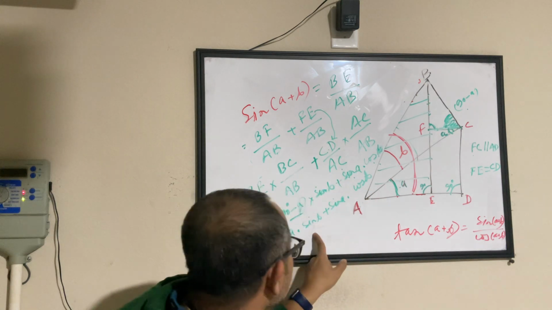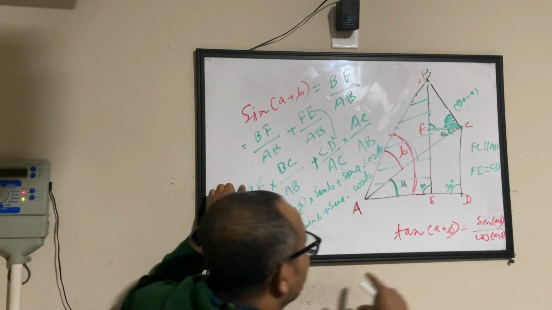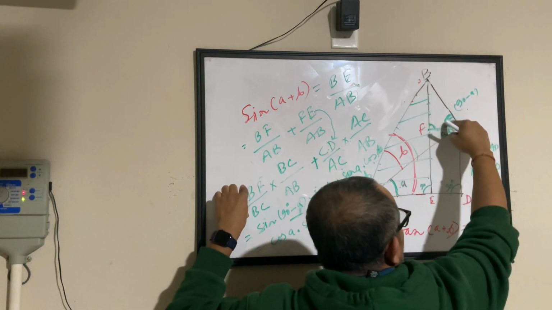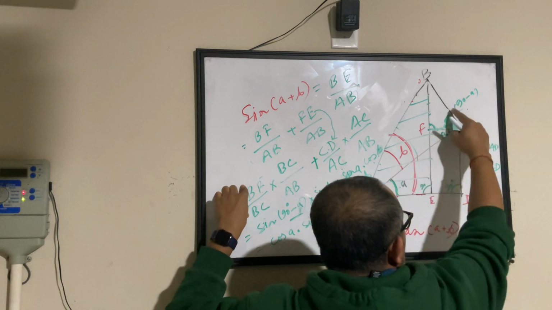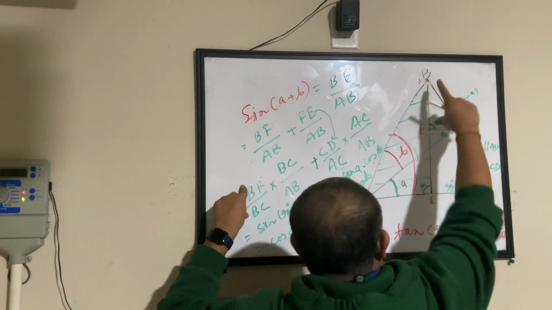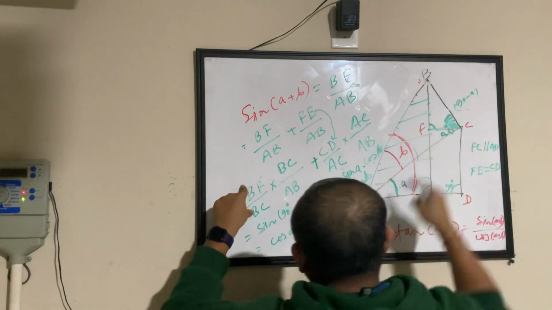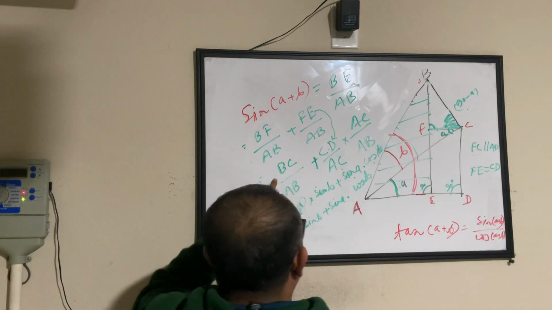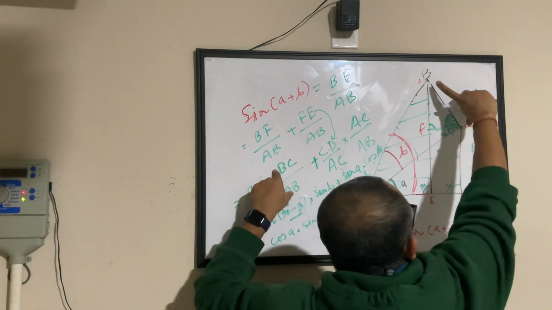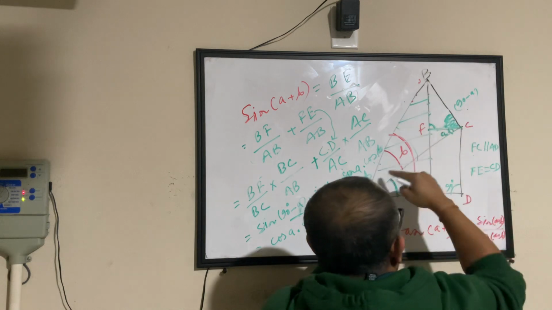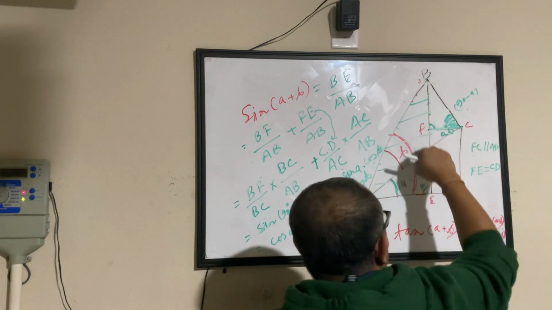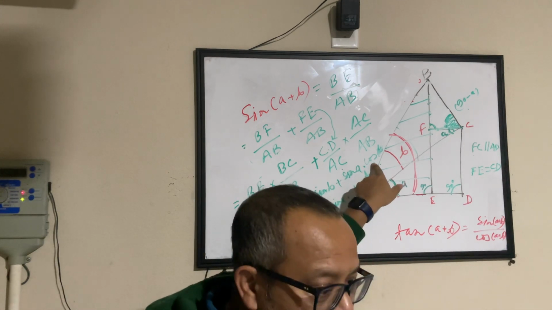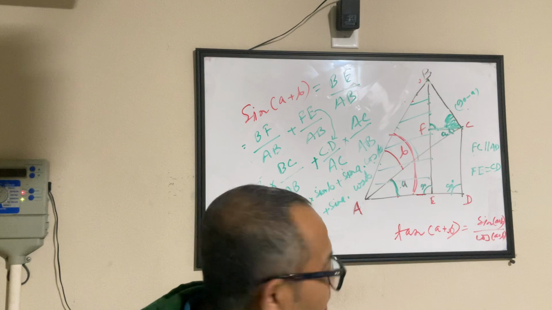So once I have split this, BF by BC is the opposite side to this angle. This is 90 degree minus A because this was A. So BF by BC became sin of 90 degree minus A, and then BC by AB, this is part of this triangle, so this became sin of B. Similarly, this part became sin of A times cos of B, and then this formula came into life.